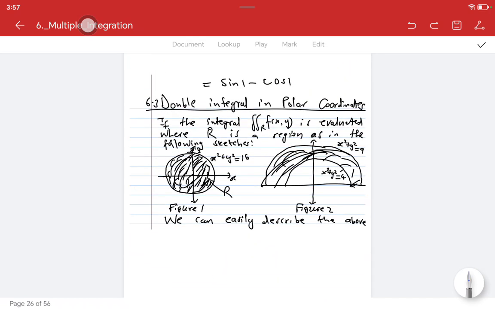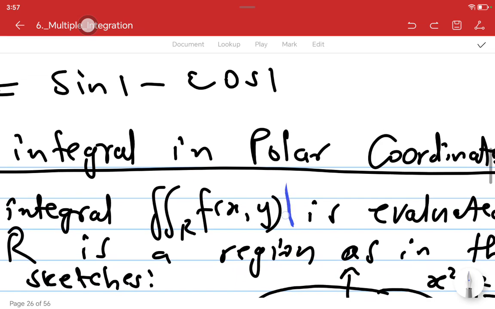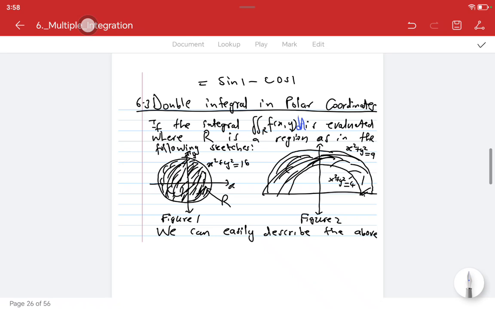So now we come to double integrals in polar coordinates, right? When we come to polar coordinates, we say that if we're given this integral, it is evaluated where R is a region, as in the following sketches. And remember, you must not forget that there should be d something. Some of you, when you write the integrals, forget that there should be d something, right?